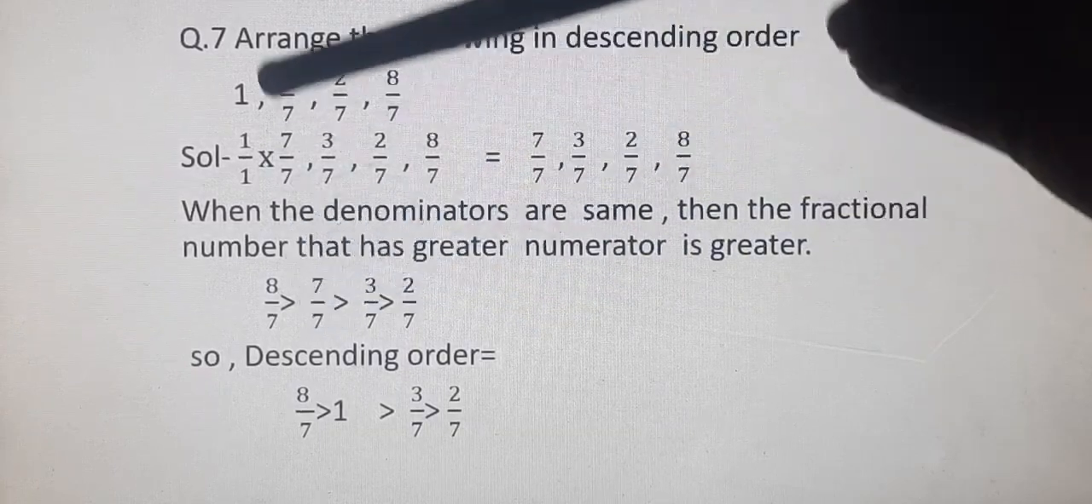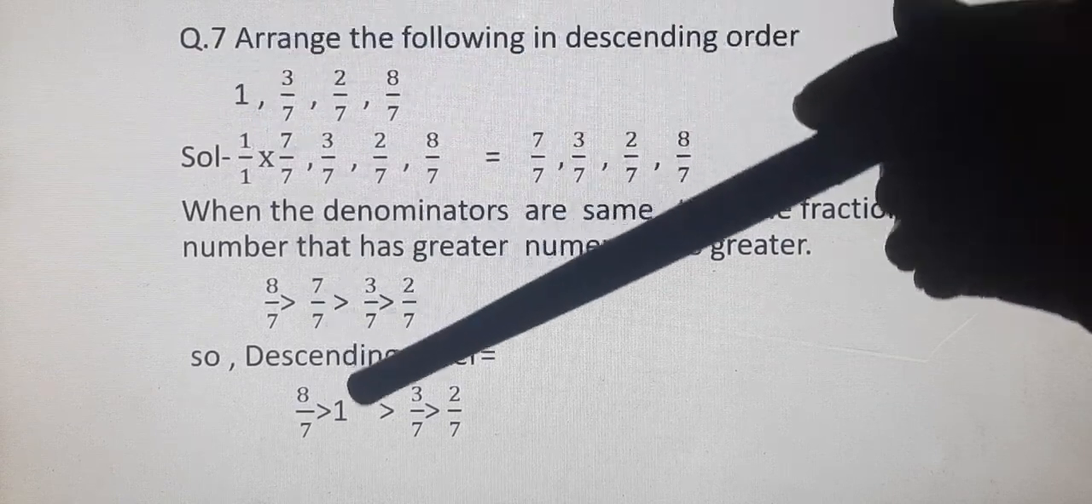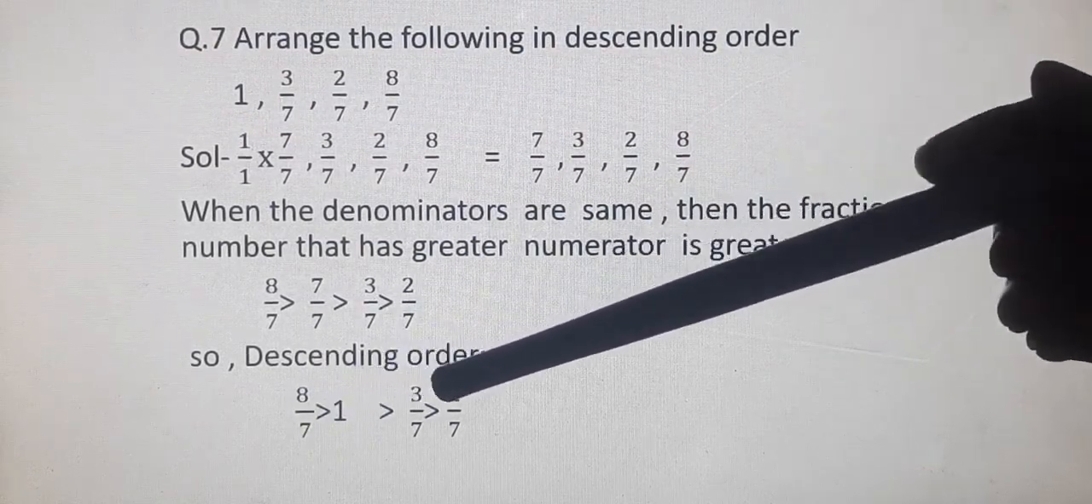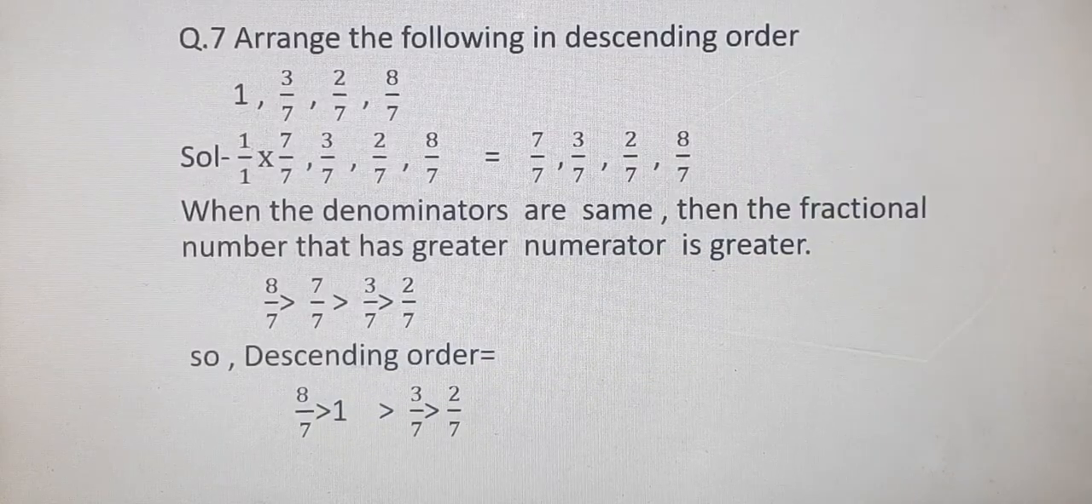But 7 upon 7 original was, in the question it was given 1. So we will write down 1 in our answer. 8 upon 7 is greater than 1. 1 is greater than 3 upon 7. 3 upon 7 is greater than 2 upon 7.